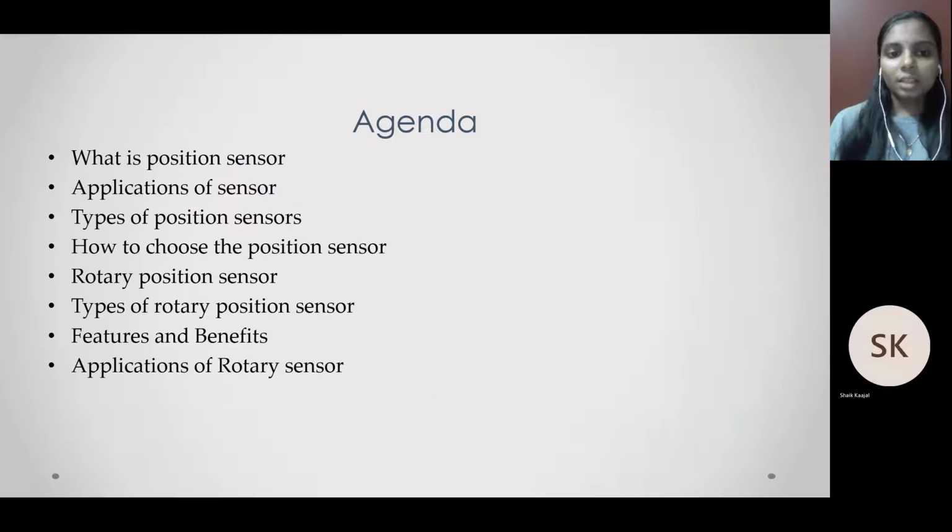sensor. These are the topics I'm going to explain. What is a position sensor? Applications of the sensor, types of position sensors available, how to choose a particular sensor which is fit for our application, and specifically I'm going to discuss the rotary position sensor and types of that particular sensor, its features and benefits, and where the rotary sensor is applied.